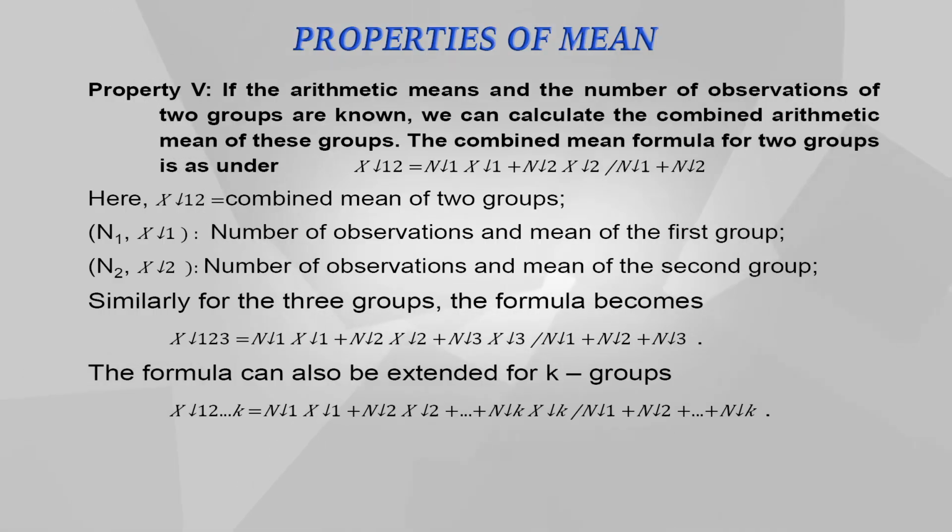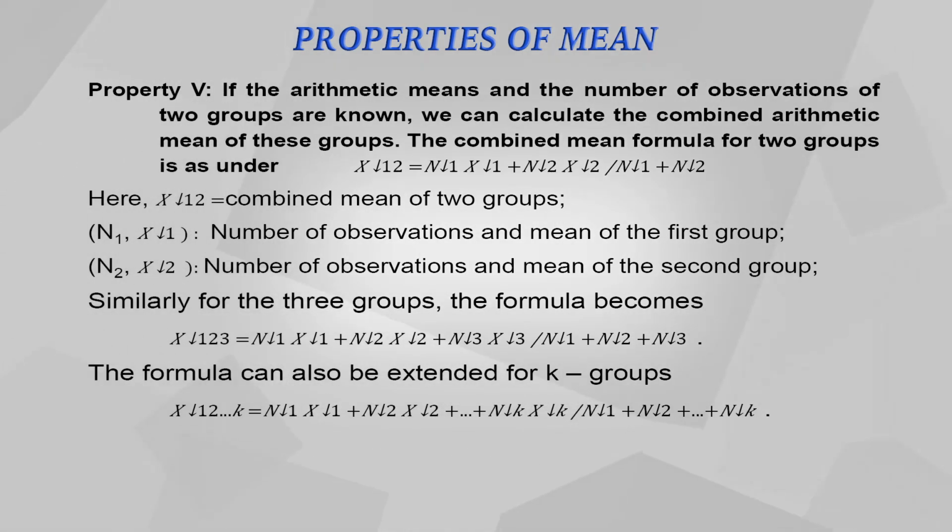Now property 5 says that if the arithmetic means and the number of observations of 2 or more than 2 groups are known, then we can calculate the combined arithmetic mean of these groups.